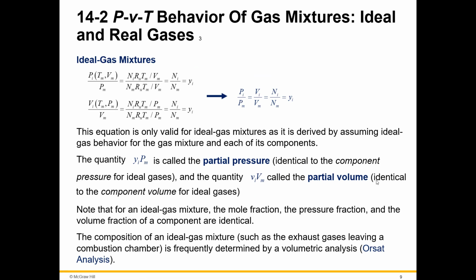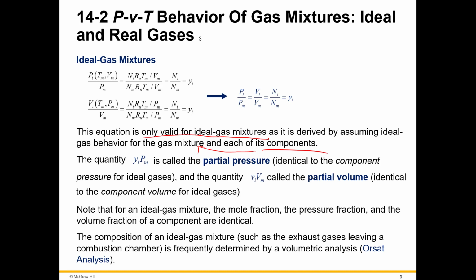So ideal gas mixtures, here are some of the formulas that we've already looked at, but this is it in relation to PV, right? So this equation is only valid for ideal gas mixtures as it is derived by assuming ideal gas behavior for the gas mixture and each of its components, of course, because we've got to look at the components first if we're going to get to the mixture. And so, of course, if we're using the formulas that are for ideal gases and we're combining them, then it's only valid for ideal gas mixtures.